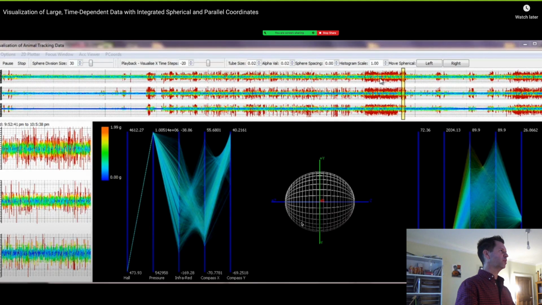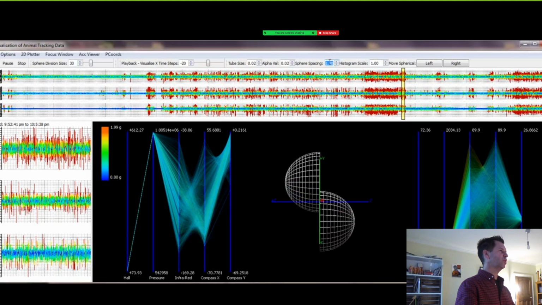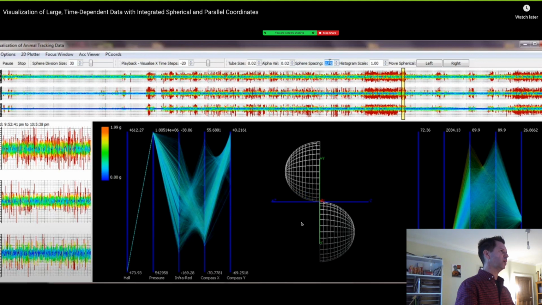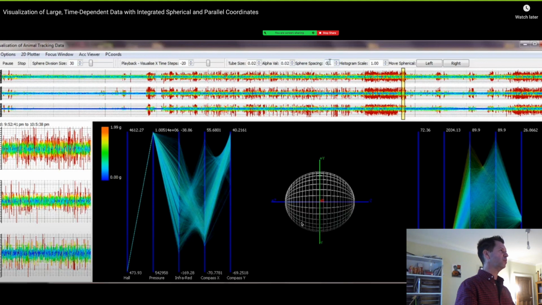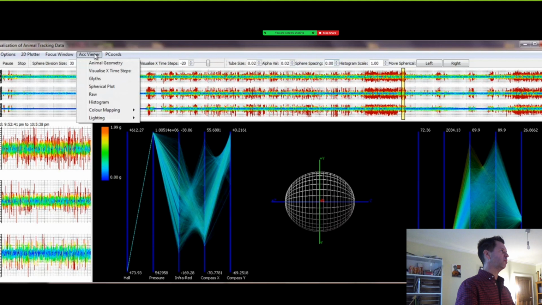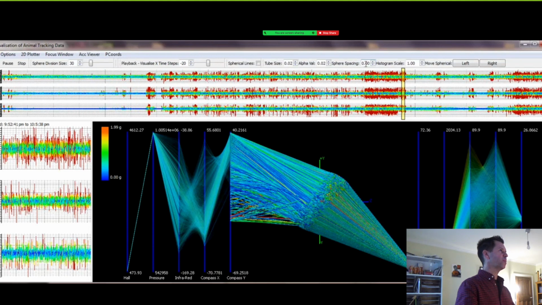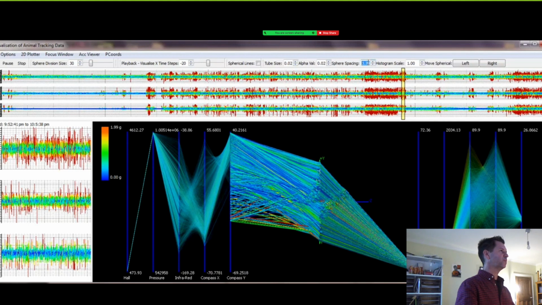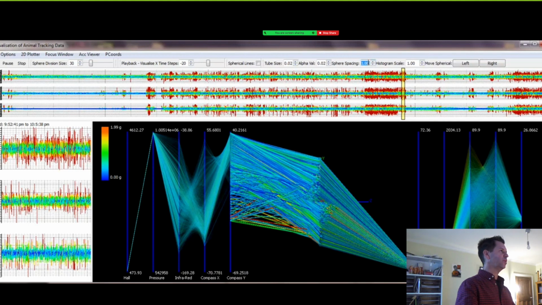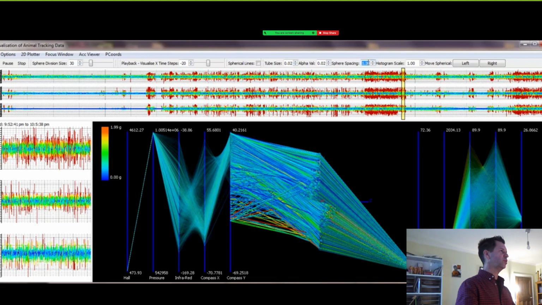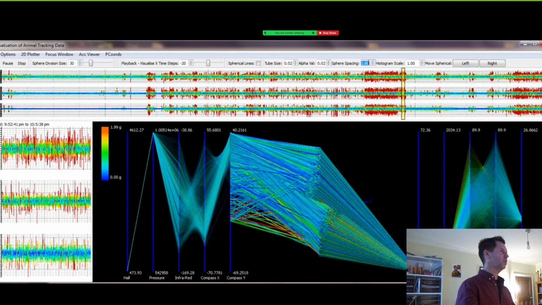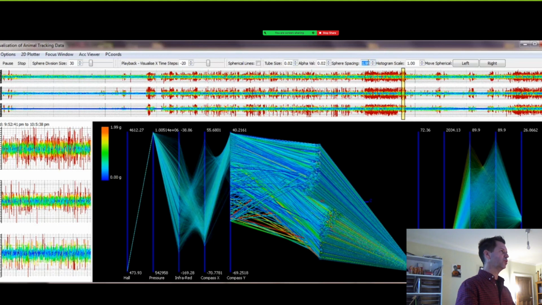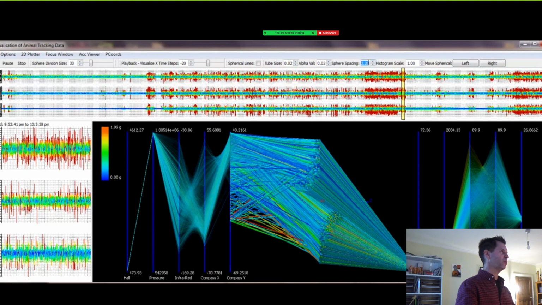And we tried some experiments to reduce the overplotting. So for example, by separating the sphere into two hemispheres and then plotting the data on these two hemispheres rather than on one sphere. And it does a little bit to alleviate some of the overplotting, but it's not a full solution. It just shows some experiments we worked on.